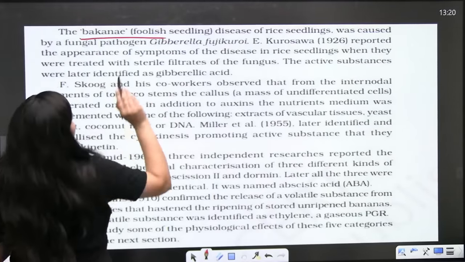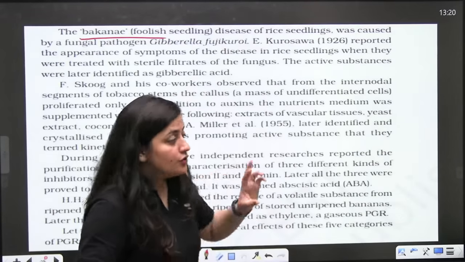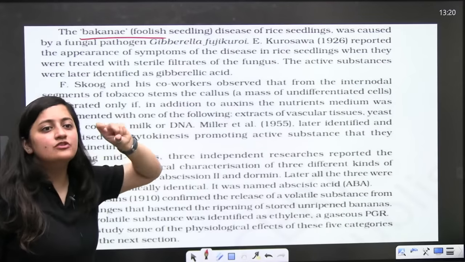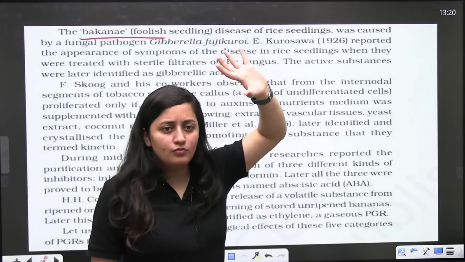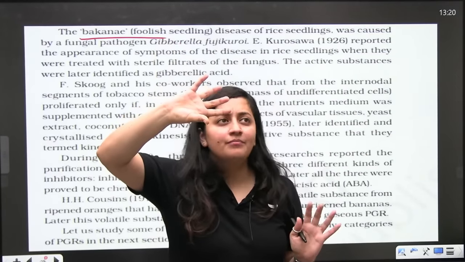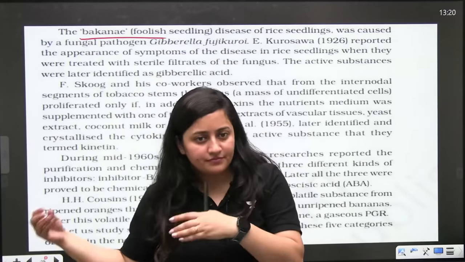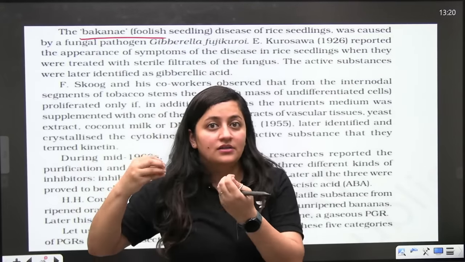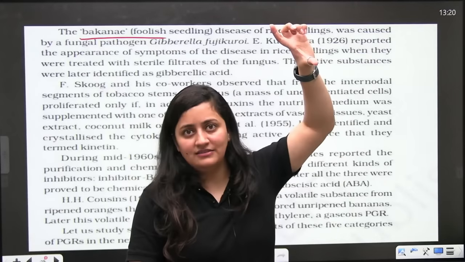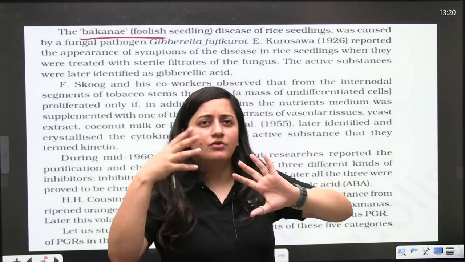Then the gibberellin, my favorite. Gibberellin discovery was very interesting, right? So you know that there is a Bakanae disease. Bakanae means foolish. It is a disease of rice seedlings. Actually, rice seedlings were growing too much. Their height was too much. They were not growing properly. Only height was increasing, but otherwise the plant was not healthy basically. Only the height was increasing. That's all.